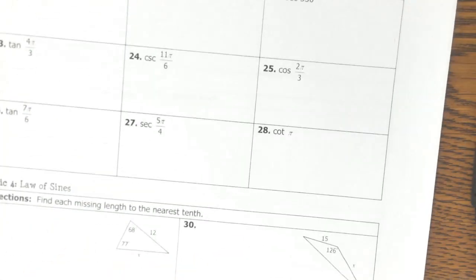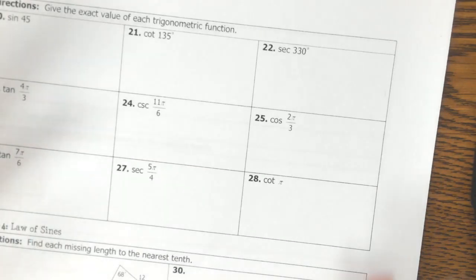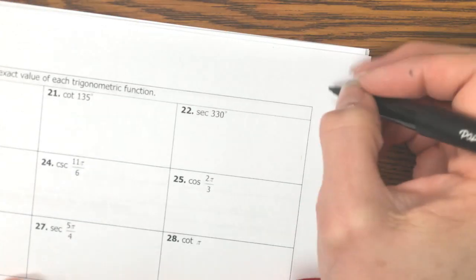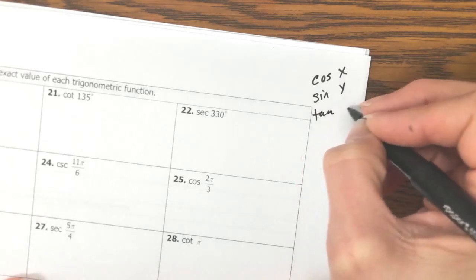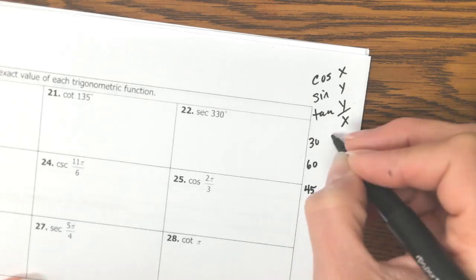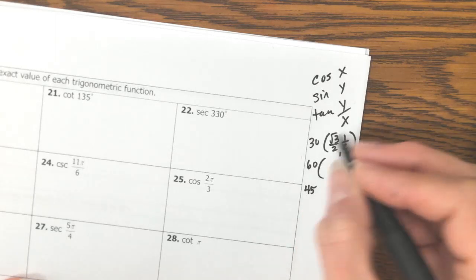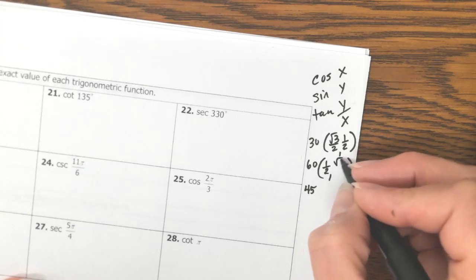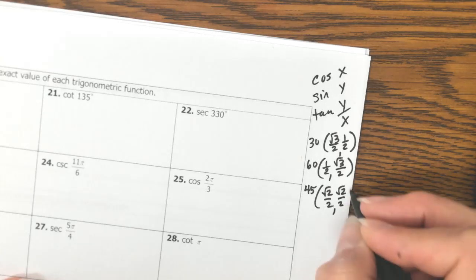Let's go on a little more. Now we're getting into exact values with our unit circle. I told you guys what I would really know on this is that cosine is x, sine is y, tangent is y over x. I would know where my 30, my 60, and my 45 sit. 30 is at radical 3 over 2 and then 1/2. 60 is just the flip of that. They just interchange their x and y. And 45 is radical 2 over 2, radical 2 over 2.